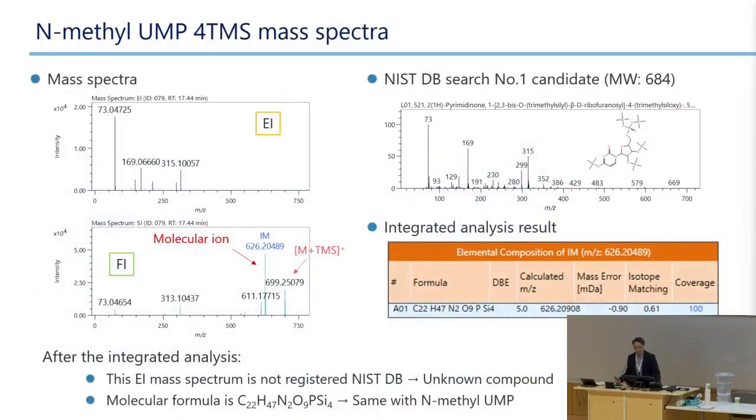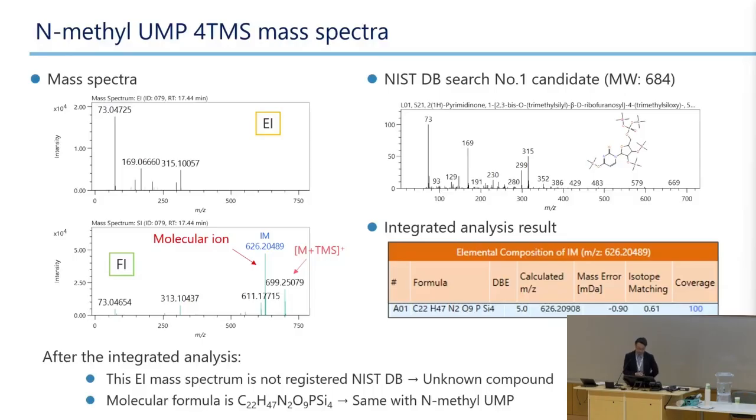This is the mass spectrum of N-methyl-UNP, EI and FI. In EI we cannot see any molecular ion, but in FI we can see the molecular ion clearly. And of course, this is not listed in the NIST database search. This is the integrated analysis result for the chemical formulas, and it is a complete match with N-methyl-UNP. So this is the time to go to the AI library.